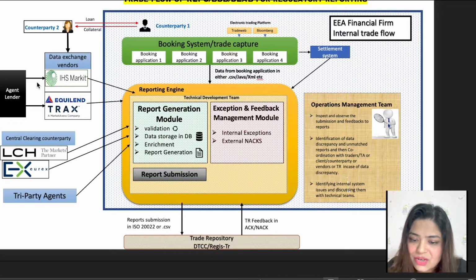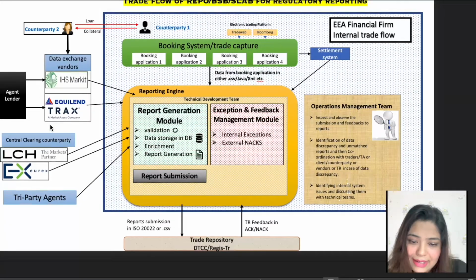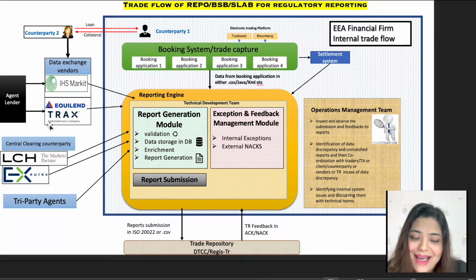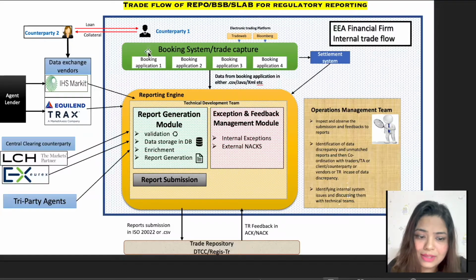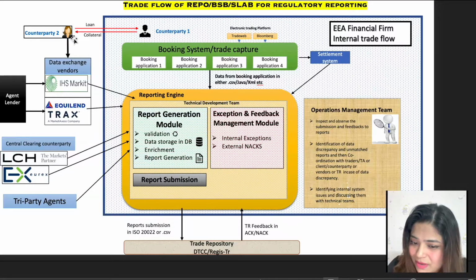So here is the structure of booking of an SFT trade and its trade flow. I know, don't worry, I know it's looking really complicated, but it's not. Let me explain to you. This big box here in blue color represents one particular financial firm which we will be discussing, and that will be our firm, suppose. And then this girl over here represents another financial firm with whom we will be booking our trade.